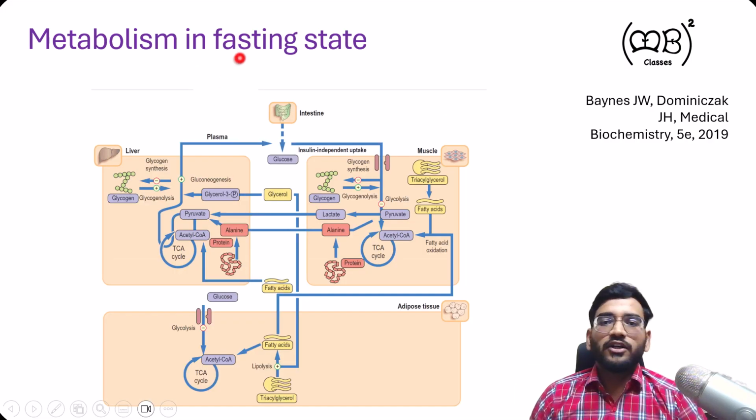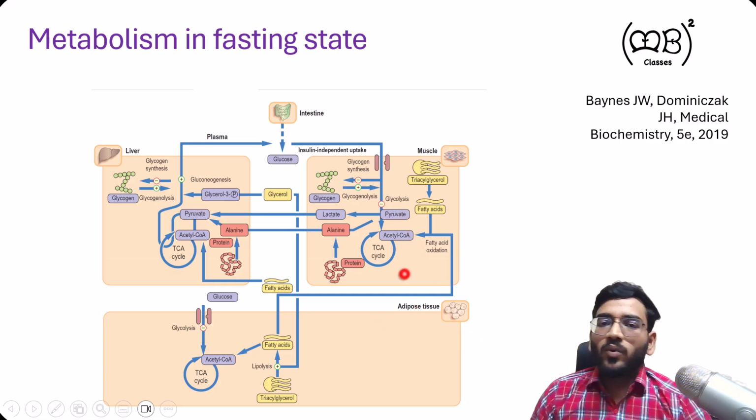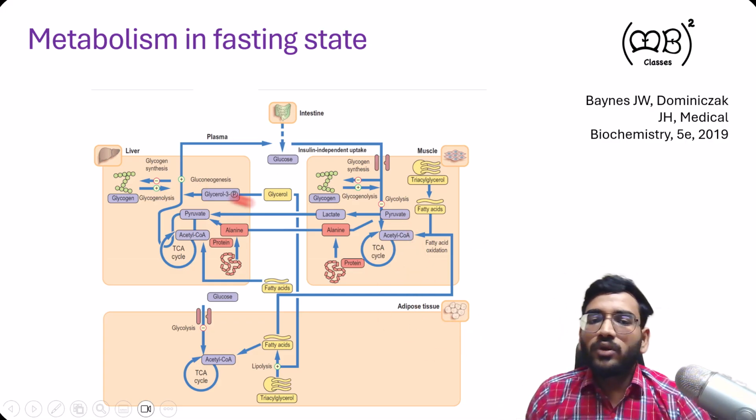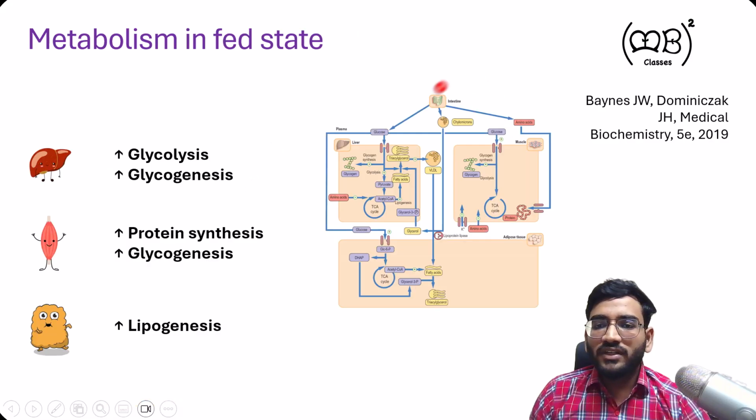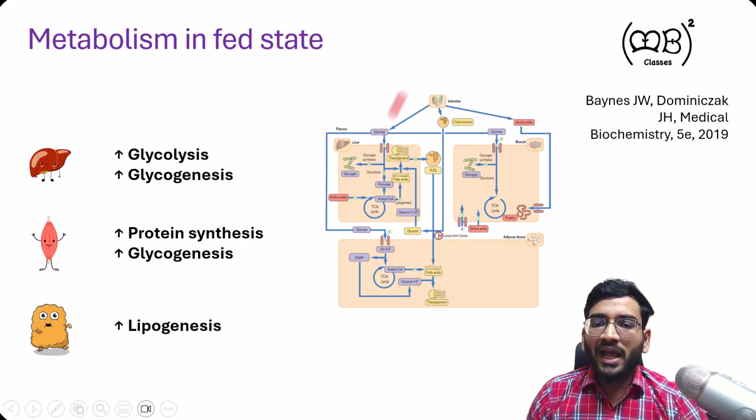In the fasting state also we'll be talking about 3 organs. One is the liver, the second is the muscle, and third is the adipose tissue. Now one thing you should notice here is, in the previous slide, in the fed state, there was little interaction between the organs because they were all happy and the blood was rich with glucose, chylomicron and amino acids.